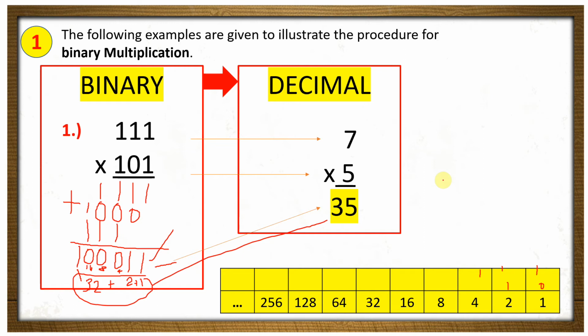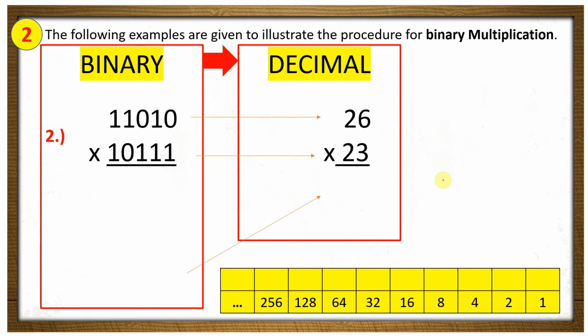Let us have another example for binary multiplication. Let us proceed to the next slide. Next, example number 2. There are 5 digits on the multiplier, so there are 5 partial products here. Any number multiplied by 1 is equal to the number. So if this is 1, you just copy this one. 1 times this one is equal to the number, so you simply copy. No need to multiply it one by one.